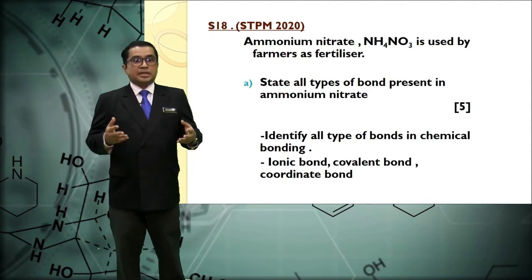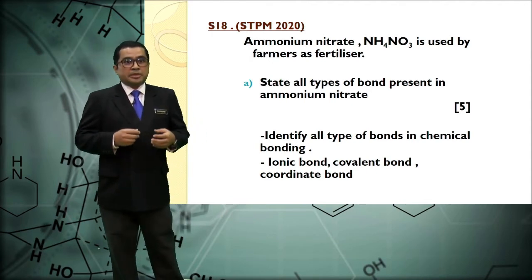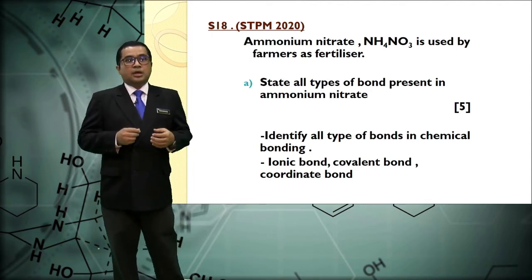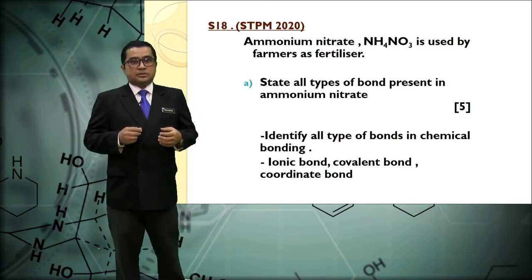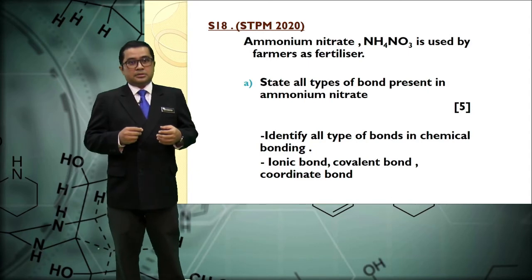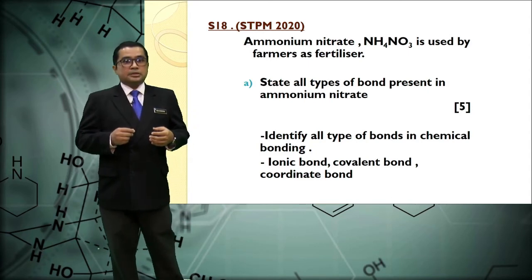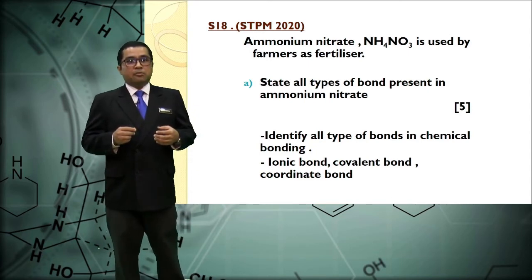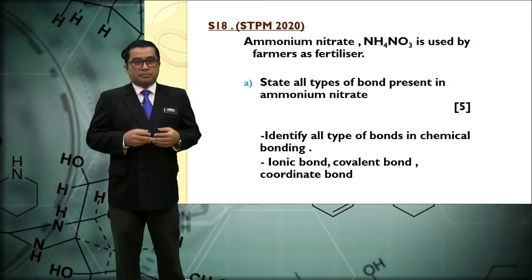Okey, adakah semua pelajar telah bersedia? Kita pergi pada soalan yang pertama, iaitu ammonium nitrate is used by farmers as fertilizer. A. State all types of bond present in ammonium nitrate.